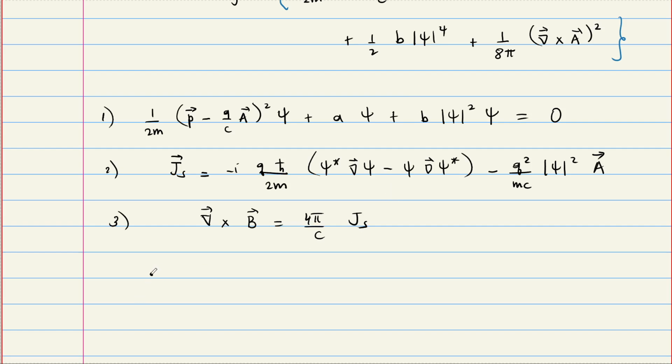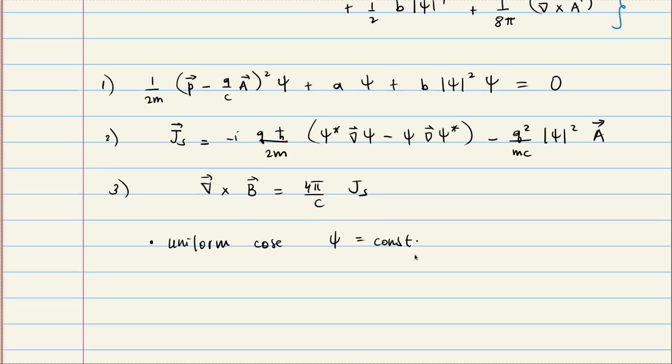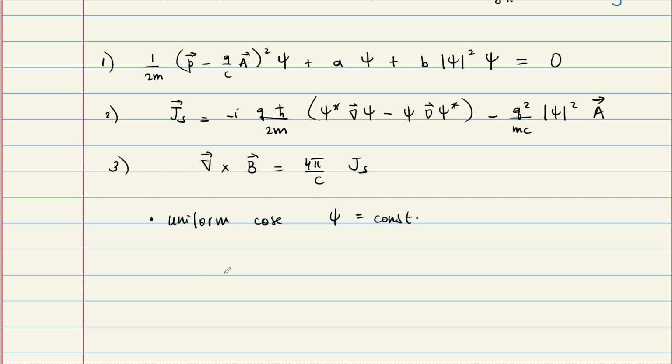Let's also review what we did. The simplest thing was the uniform case. So this means psi is a constant and all the gradients drop out. In that case, Js is going to be equal to minus Q squared over MC psi 0 squared A. And if we take the curl of both sides, let's do that real quick. This is curl Js. This is curl A.